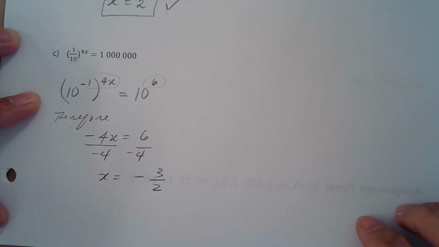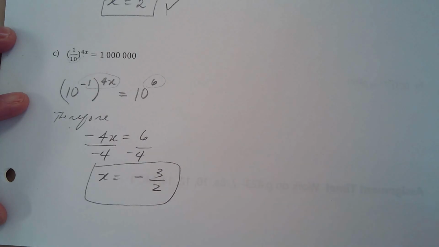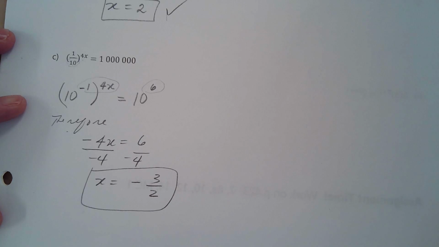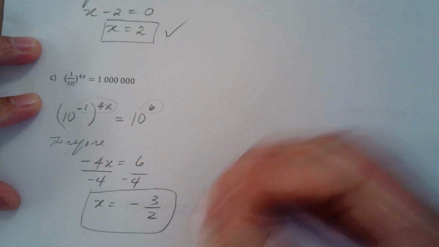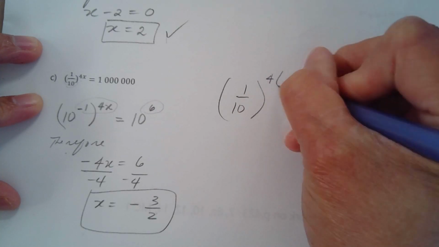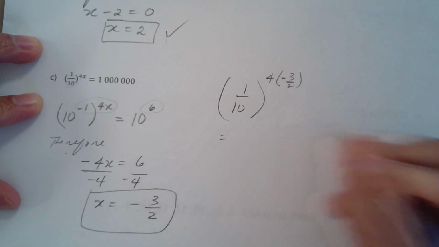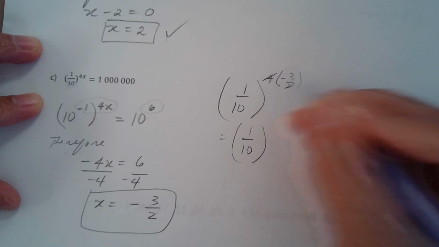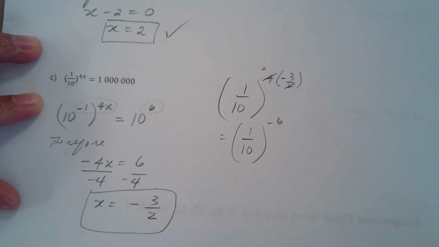Good. So that one's not so bad, right? Because we can make the bases the same. So that's one strategy. Can we verify? Yeah, sure. So this becomes 1/10 to the power of 4 times negative 3/2. So that's going to be 1/10, you cancel, so that's going to be negative 6, yes?